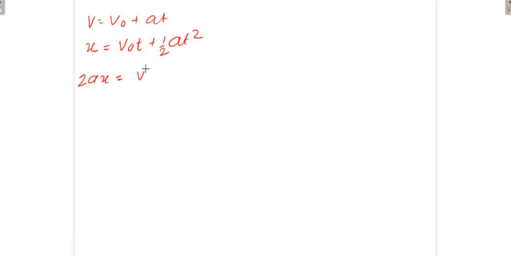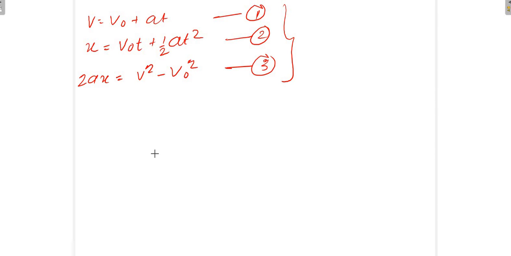What are these three equations for uniform accelerated motion? First, V is equal to V0 plus AT. Second, X, displacement distance traveled, X is V0T plus 1/2 AT square. And third, 2AX is equal to V square minus V0 square. Right? So equation 1, equation 2 and equation 3. So most of the examples which we are going to solve are using these three equations, which are known as kinematic equations of uniform accelerated motion.